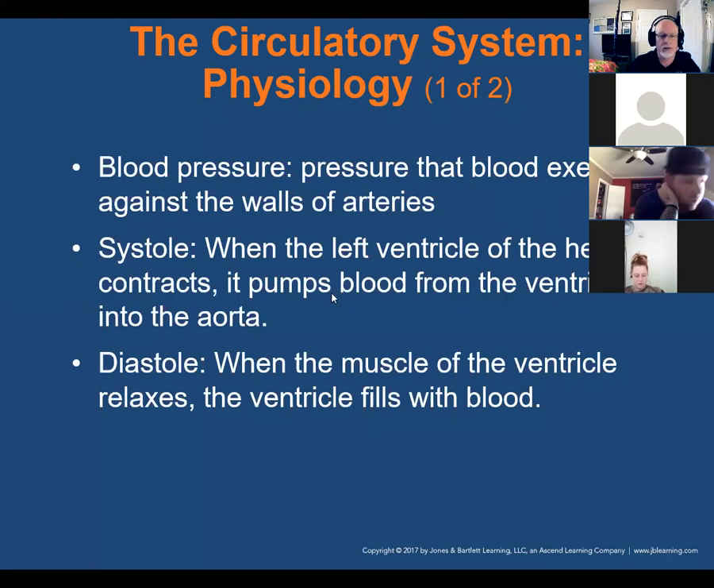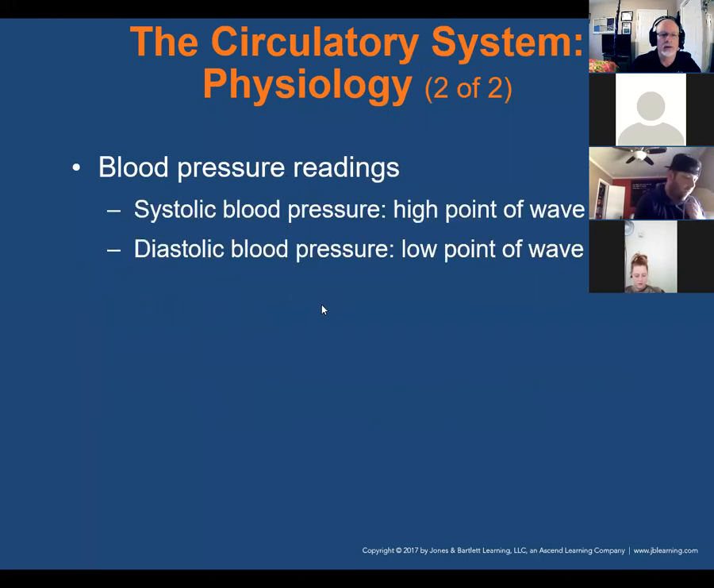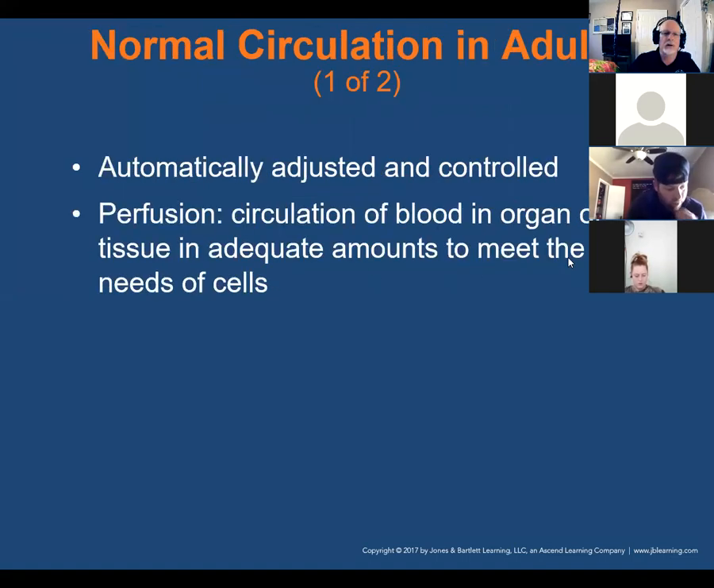Systole, that's contraction of the ventricles. Diastole is relaxation. So we get systolic blood pressure. That's the highest pressure that the ventricle generates when the left ventricle contracts and ejects blood. Then when it all relaxes, that's the lowest pressure.